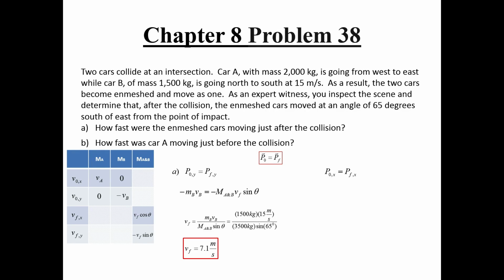We now have enough information to solve for car A's initial velocity. Using conservation of momentum in the x direction, the initial momentum is the mass of car A multiplied by its initial velocity, and the final momentum is equal to the mass of car A and B multiplied by the x component of the final velocity, v final cosine theta. Rearranging this equation to solve for car A's initial velocity and substituting in the values given in the problem, we find that car A came into the collision with a speed of 5.3 meters per second.